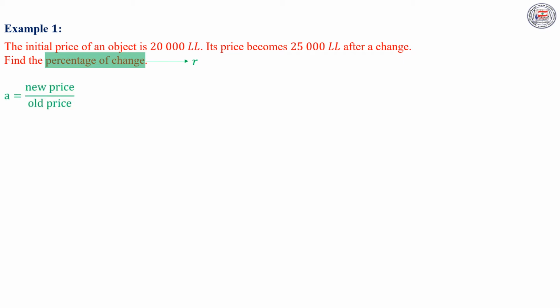A, as found in the triangle, is equal to the new price over the old price. The new price in this example is 25,000 and the old price is 20,000. Then A is equal to 1.25.